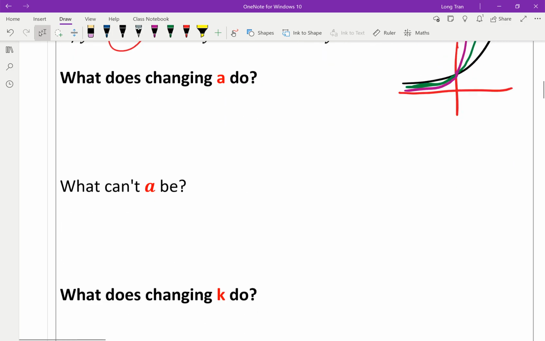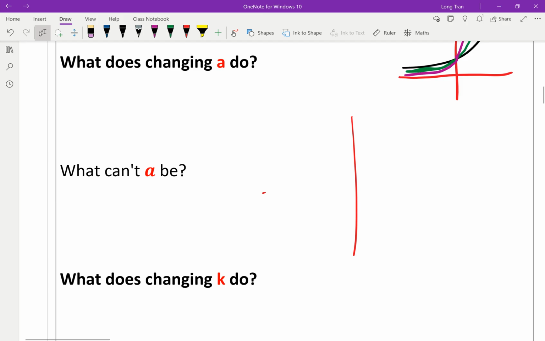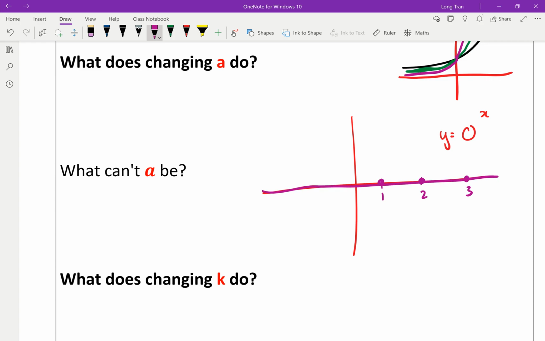If you were to sketch a 0 to the power of x graph, all it just means is when x is 1, you have 0 to the power of 1, which is 0. When x is 2, you have 0 to the power of 2, which is again 0. When x is 3, 0 to the power of 3 is also again 0. So if you connect it, it just ends up being a horizontal line. And that's a problem because that's not exponential. Exponential follows this property with an asymptote. So A can't be 0.